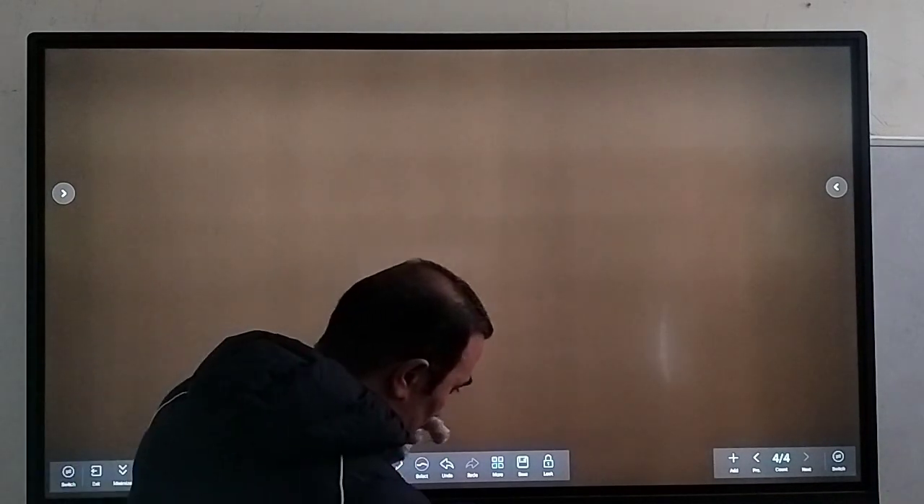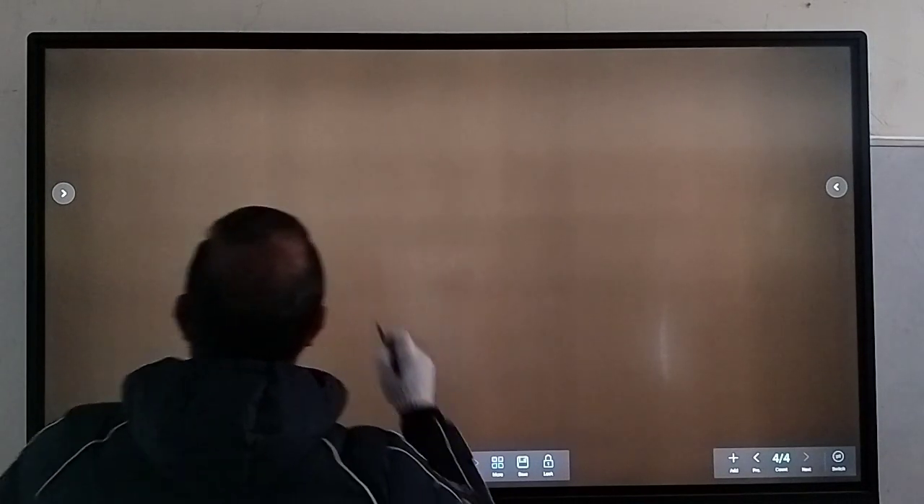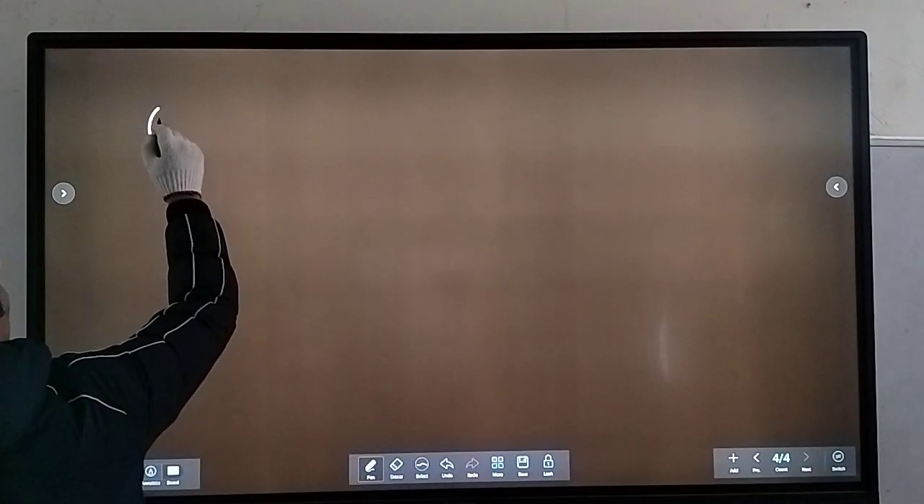So we have two equations. The first equation was, actually there are some problems, so let me rewrite them. n into n plus 1.